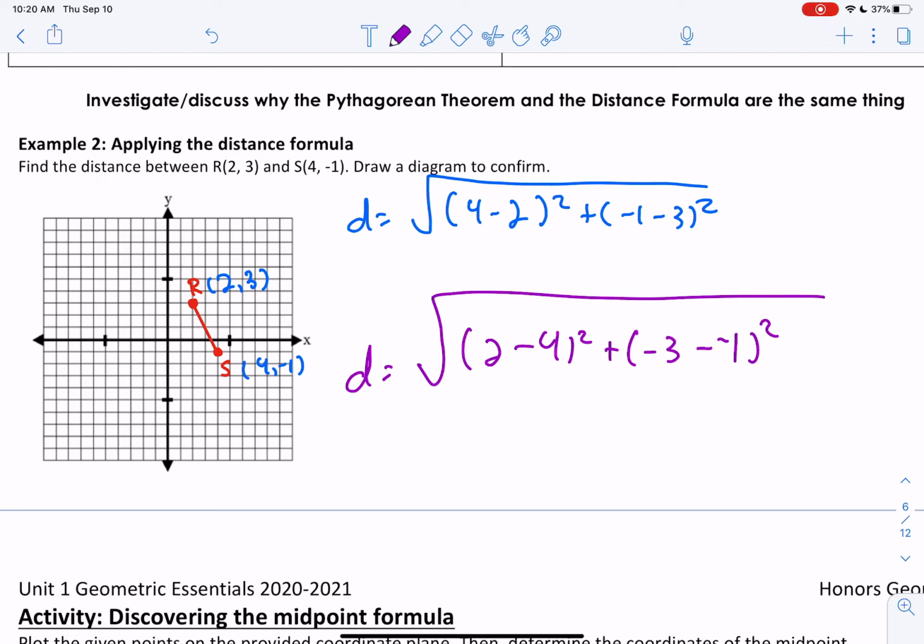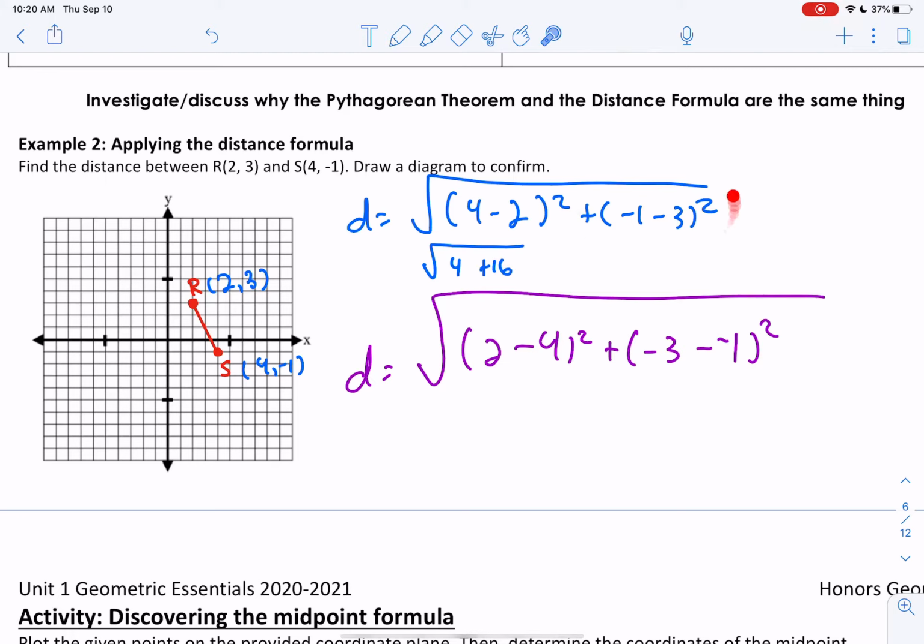If you switch it up and you called S point number 1, you called R point number 2, that's totally fine. You're going to get the exact same thing, and I'm going to show you. All right, so up here again, I'm going to simplify. 4 minus 2 is 2. Squared is going to be 4. And then right here, I got -1 minus 3, which is -4. -4 squared is going to be positive 16.